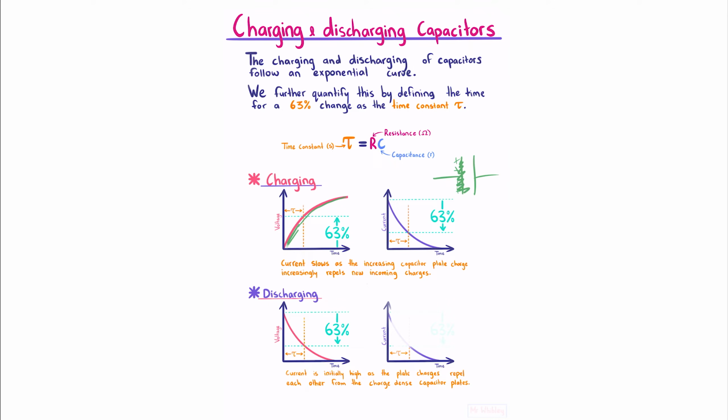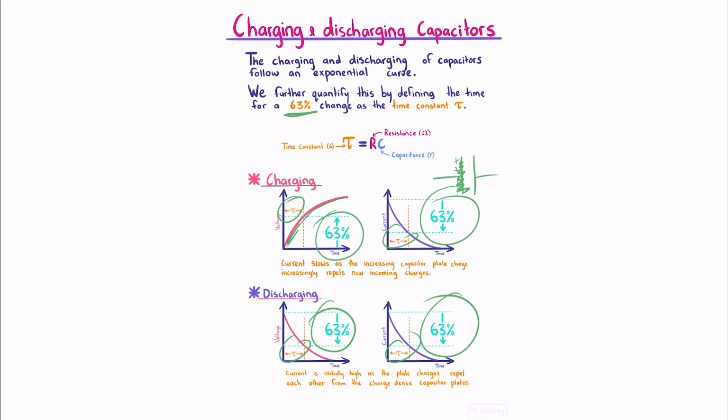to result in a large repulsive force between the charges, and so sort of like a spring coiled up, when that's released, we're going to have a large amount of movement initially. And so our current starts at a maximum once again, and then decreases to 0. The time for a 63% drop is once again our time constant tau. So in all cases, the time constant is the time for a 63% change.